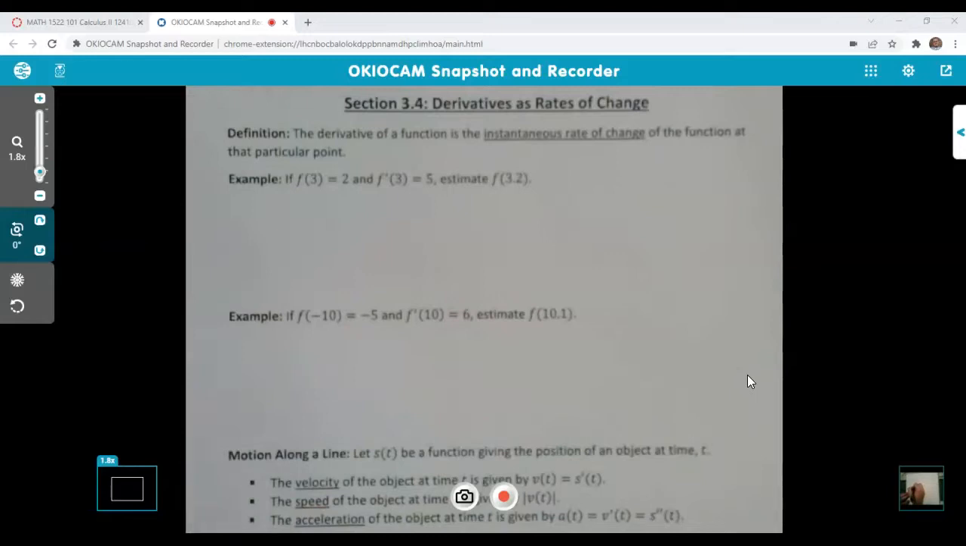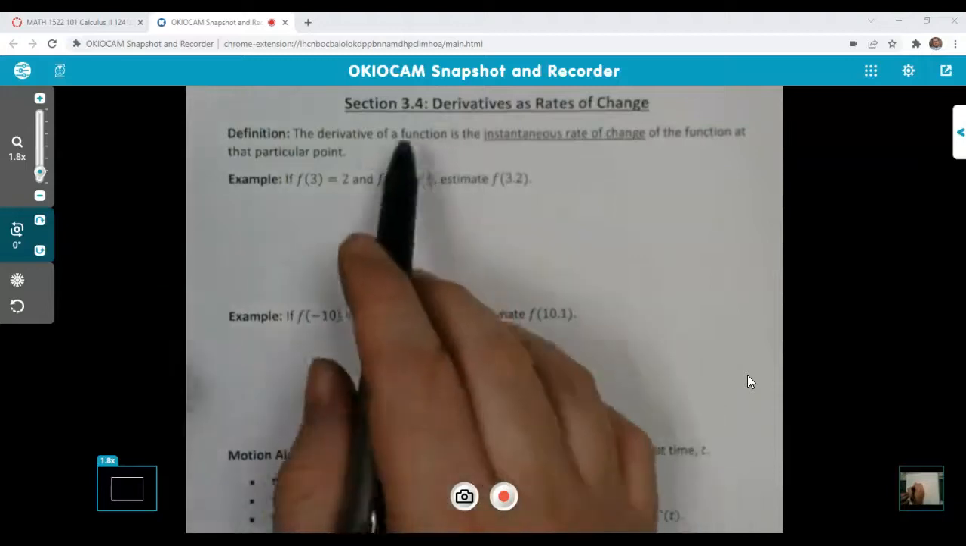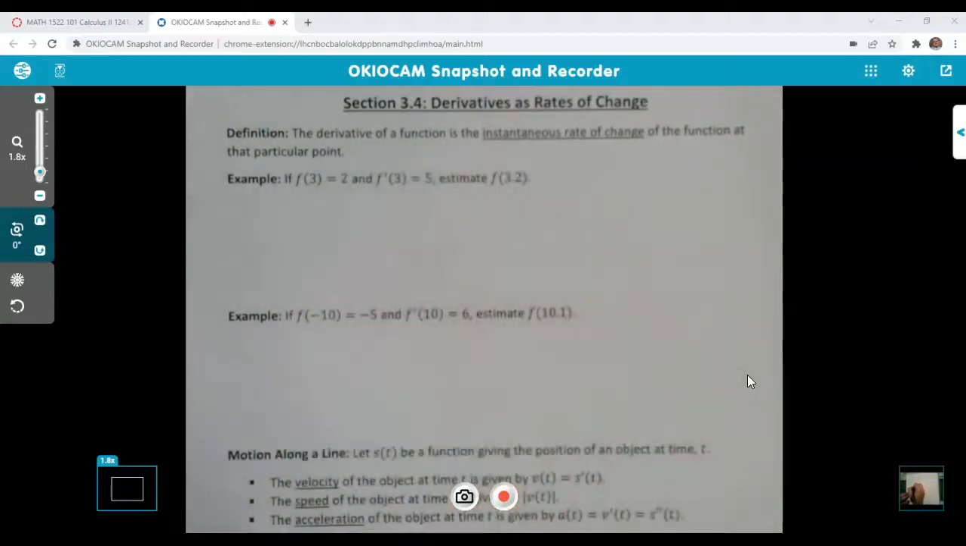So the derivative is going to tell me the rate of change at a certain point. And that's what I'm saying right here. It is the instantaneous rate of change. Okay, so again, it's the rate of change at that point. So let's think about how I can use that to evaluate points that might be hard.